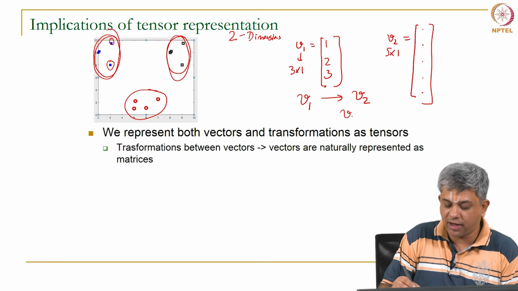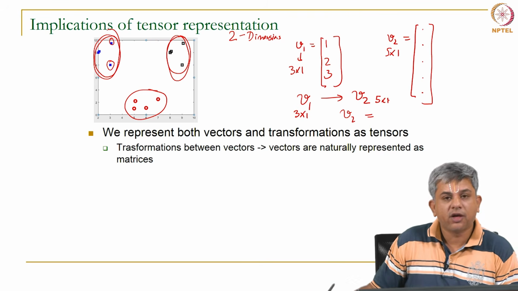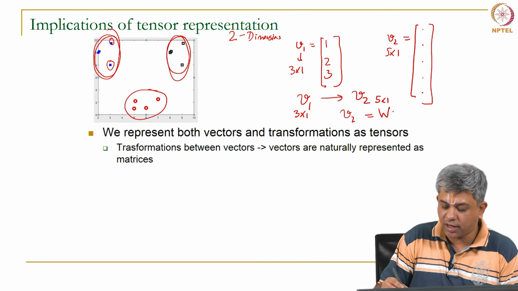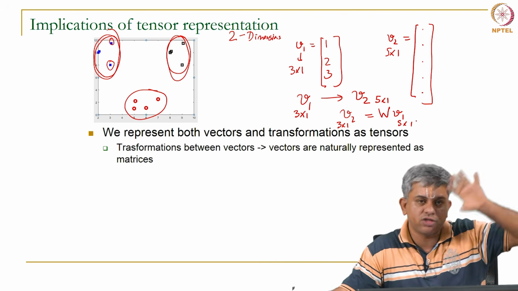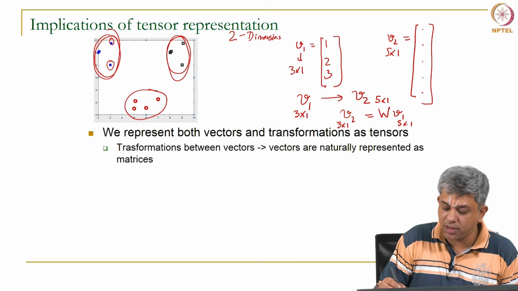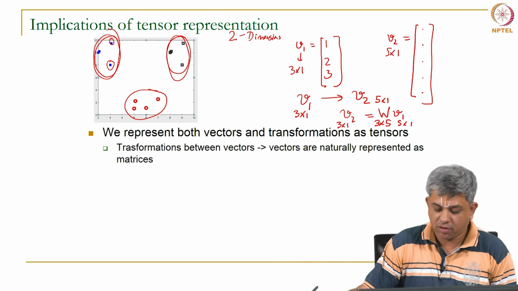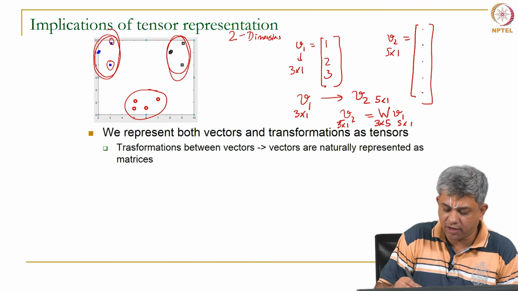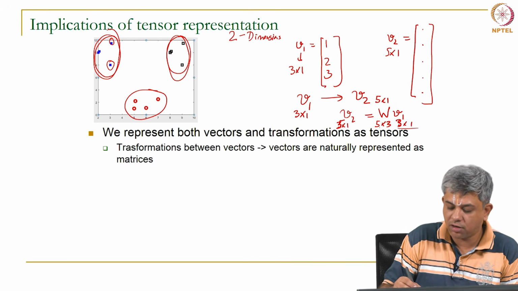So, you can say something like, remember this is 3 cross 1, this is 5 cross 1, and I could choose some matrix W and say V2 is W times V1. The natural way to go from one vector to another vector is to stick a matrix up front. And what sort of matrix should this be? Sorry, I think I switched the numbers. If this is 5 cross 1 and this is 3 cross 1, then this simply becomes 5 cross 3. So, 5 cross 3 times 3 cross 1 gives you 5 cross 1.